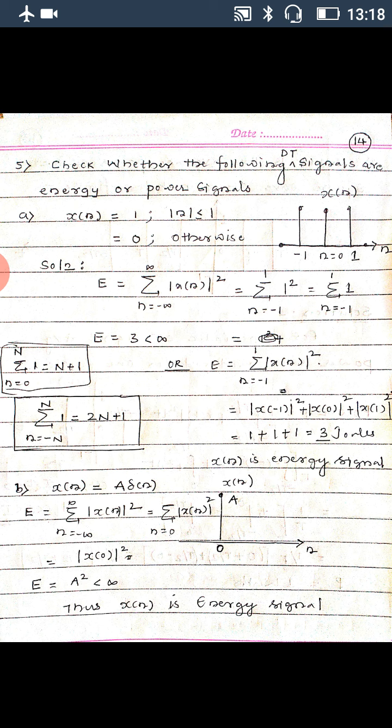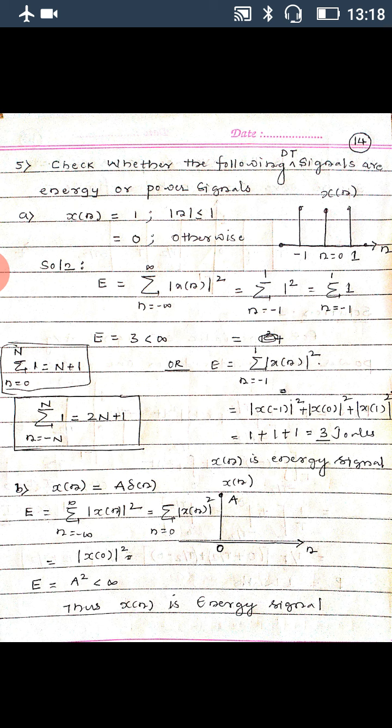So here we are going to check the power and energy content of discrete time signals. The first example: the signal x of n is given, equal to 1 for mod n less than or equal to 1, otherwise x of n is equal to 0. This means x of n is defined between minus 1 to 1 and is equal to 1, and outside this interval, x of n is equal to 0.